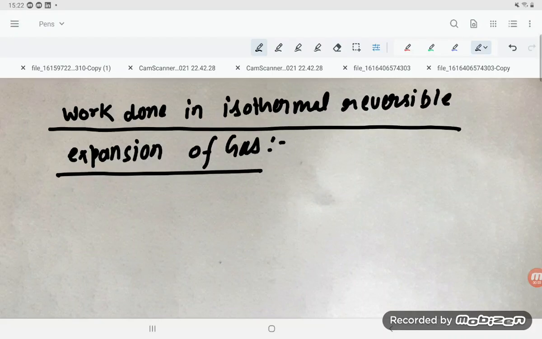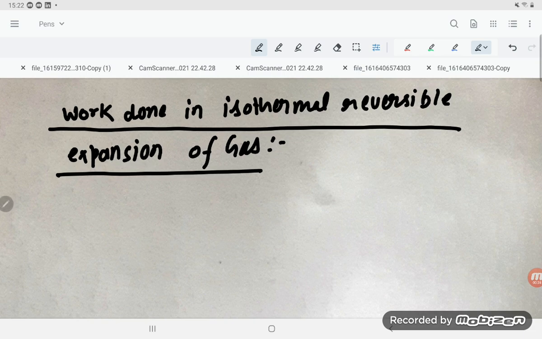Hello, good evening students. Let us have a look at the work done in the isothermal reversible expansion of a gas. We have already solved the work done in the irreversible process, but here it is the isothermal reversible process. How can you understand it?